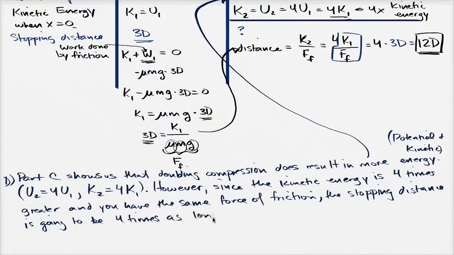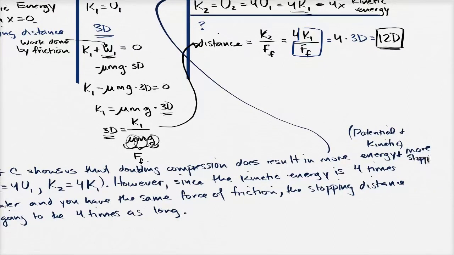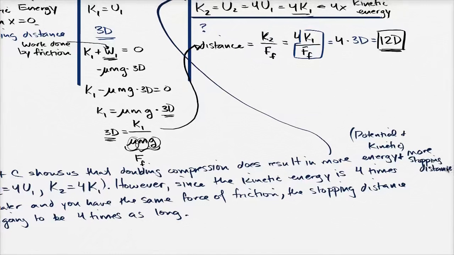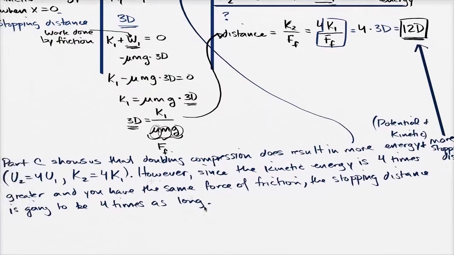And even when we show the correct parts, Part C shows us that doubling the compression does result in more energy, and I could add, and more stopping distance. And the stopping distance, that arrow is easier to draw. However, since the kinetic energy is 4 times greater and you have the same force of friction, the stopping distance is going to be 4 times as long. And we saw that as well over there.